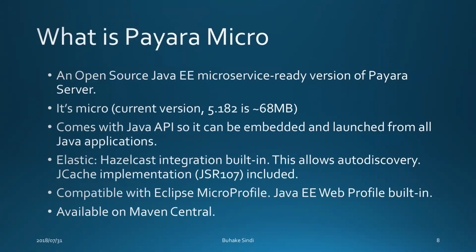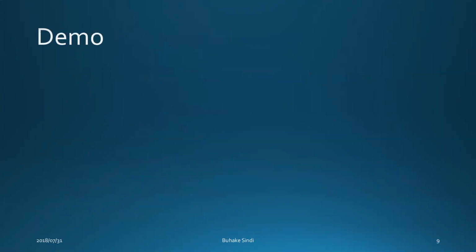It's also got CDI. It's also got EJB for those people who still want to do EJB, which is not part of the MicroProfile specification, but they give it to you just in case. And then it's compatible with Eclipse MicroProfile. That's why I started with it earlier. And with the web profile built in, and it's available on Maven Central. So you can do a Maven search of Payara Micro, and it will give you the dependency for Payara.